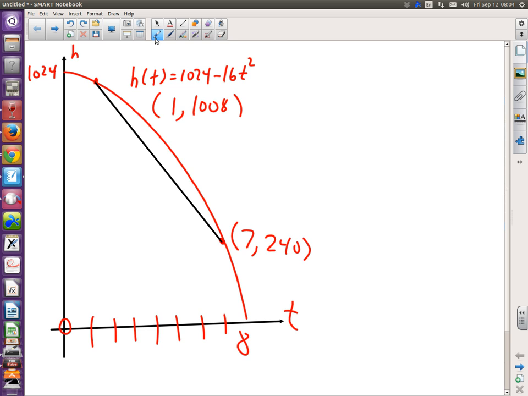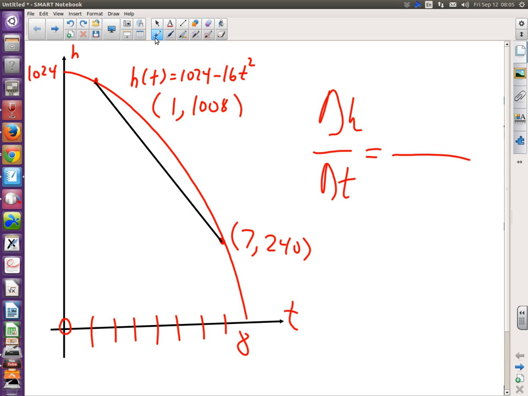So what's the slope of that secant line? How do you get slope? Right, delta H over delta T. Now you did y2 minus y1 over x2 minus x1. Don't memorize stuff. Understand what you're doing. All you're doing is finding the difference in the y's over the difference in the t's, x's, or in this case, the difference in the h's over the difference in the t's, right?